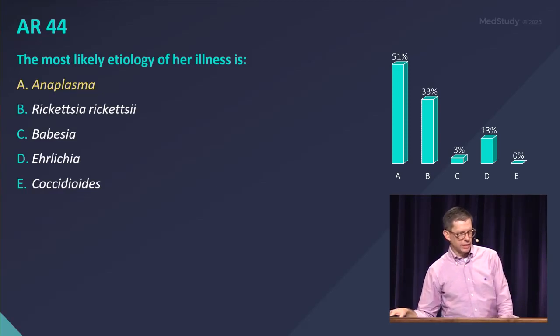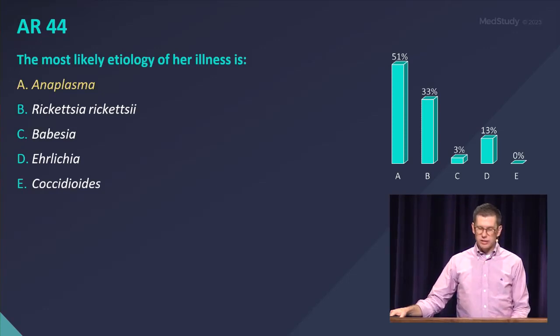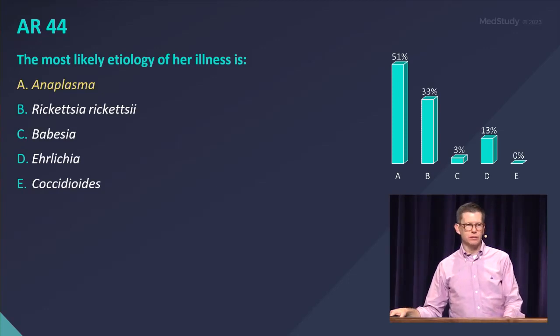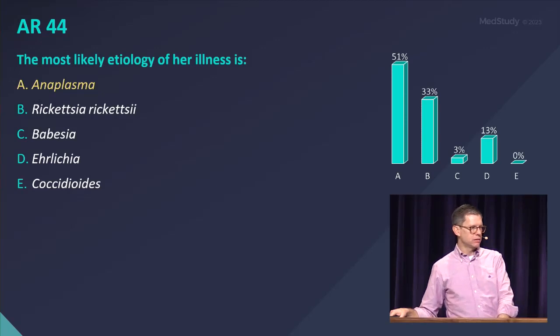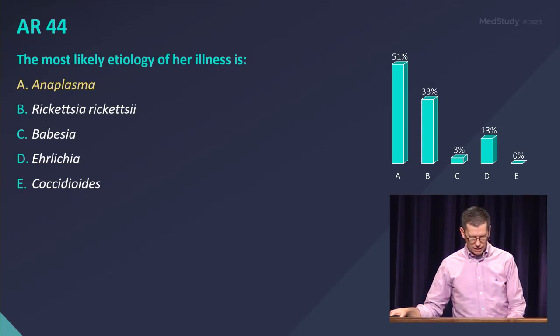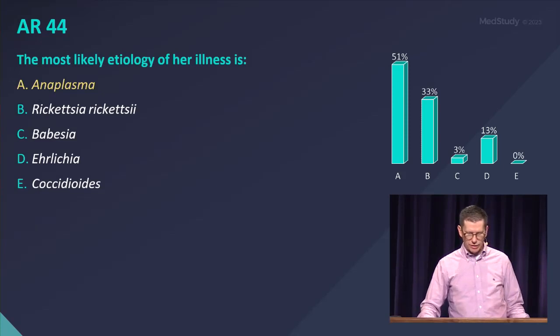Babesia is going to be Northeast and Mid-Atlantic. Ehrlichia. So if this were Louisiana instead of Minnesota, it would be Ehrlichia. But because it's in the north, it's going to be anaplasma. And then coccidioides is going to be illness seen in the Southwest.